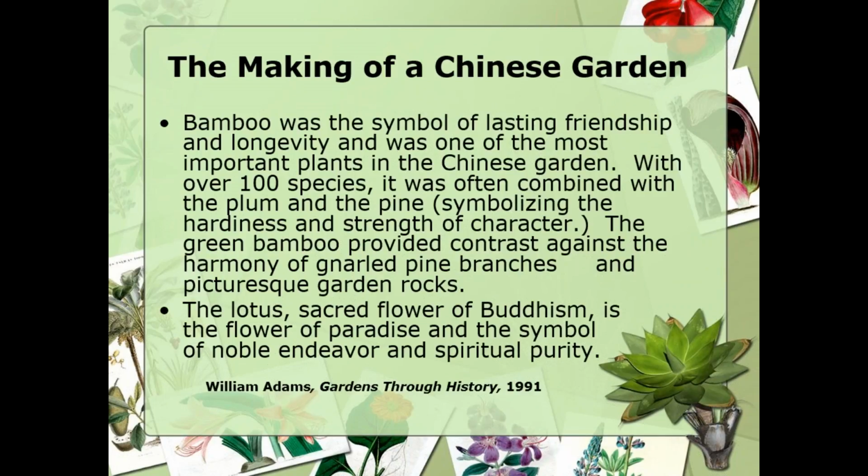Bamboo was a symbol of lasting friendship and longevity and was one of the most important plants in the Chinese garden. With over 100 species, it was most often combined with the plum and the pine, symbolizing hardiness and strength of character. The green bamboo provided contrast against the harmony of the gnarled pine branches and the picturesque garden rocks. The lotus, sacred flower of Buddhism, and the flower of paradise, the symbol of noble endeavor and spiritual purity.